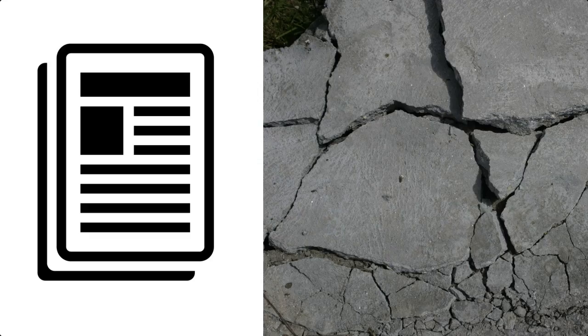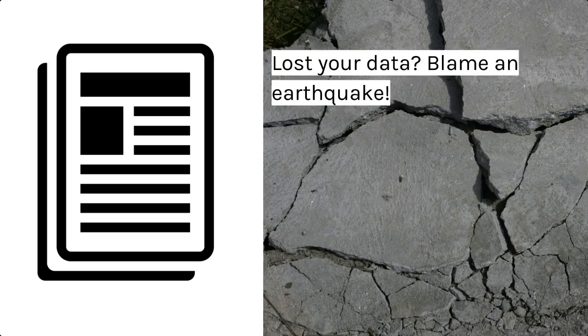Retraction Watch identifies instances where journals and other publications retract articles due to intentional and unintentional errors. These examples will serve as a platform to help us highlight some strategies you can use to make sure these nightmare scenarios don't happen to you. First, lost your data? Blame an earthquake.